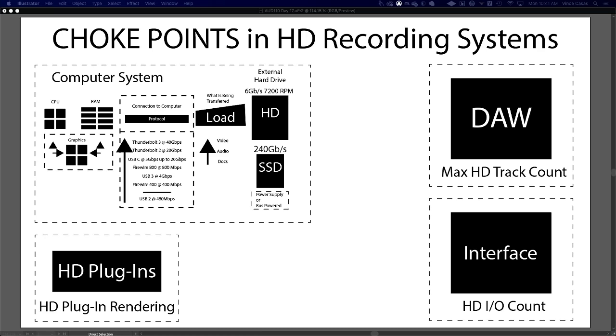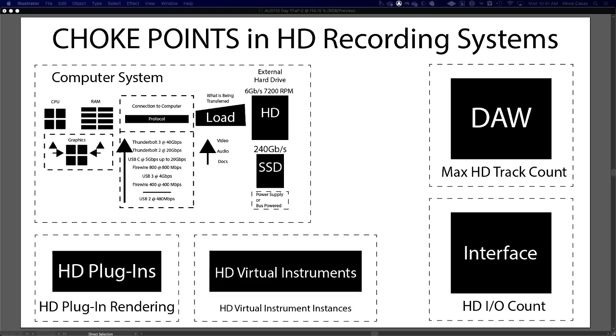HD plugins suffer from rendering issues, so we need to be able to work with our HD plugins. And then the HD virtual instruments.